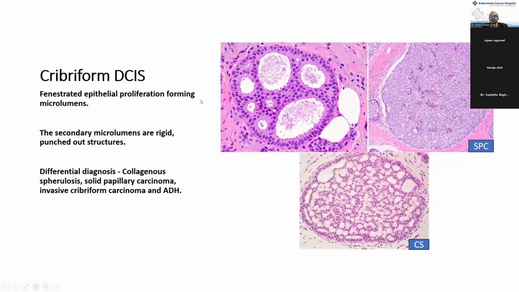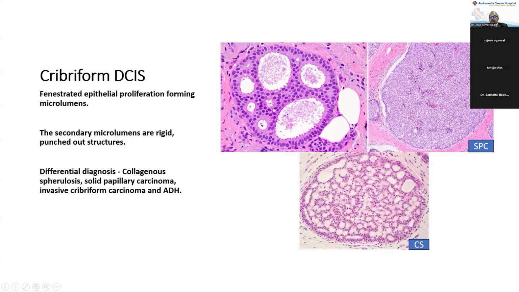Cribriform DCIS gives a fenestrated epithelial proliferation look. As we can see, there is a punched out appearance of the lumina, and we have a monotonous cell population. The secondary microlumens which are formed by the epithelial proliferation are rigid, punched out, or cookie cutter in appearance, as we say. The differential diagnosis of cribriform is solid papillary carcinoma, another form of DCIS. The differentiating point of morphology is these lumen where the epithelial cells are palisading around it, giving it a pseudo-rosetoid appearance. And of course, the presence of synaptophysin or chromogranin, the neuroendocrine markers, in solid papillary carcinoma.